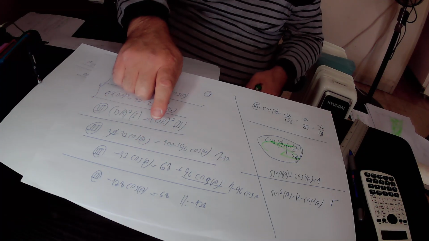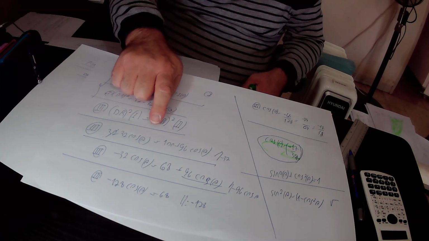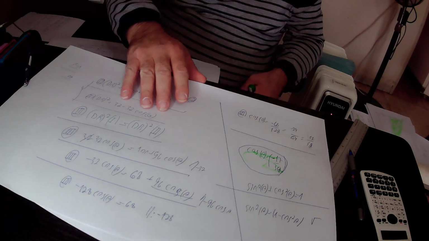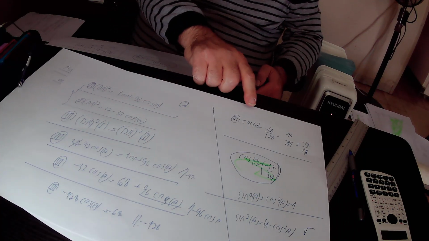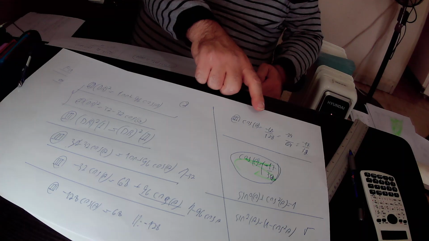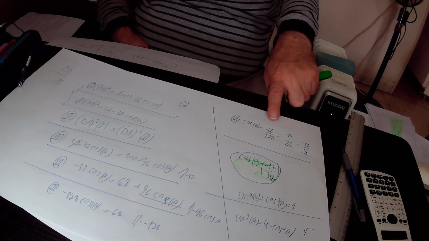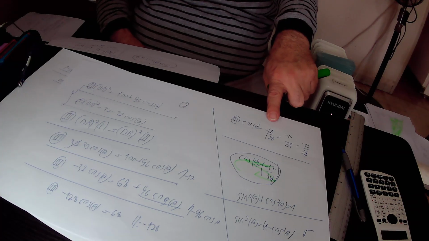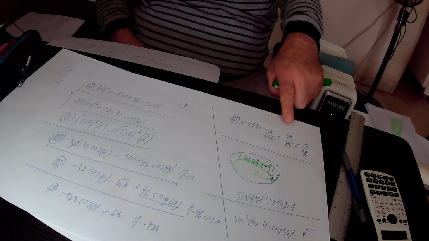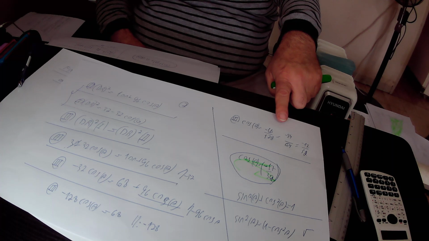Here we divide this equation by 128. We found out that cosine theta equals minus 68 over 128. Here we divided both the numerator and the denominator of this expression by 2. Minus 68 over 2 is 34, and 128 over 2 is 64.